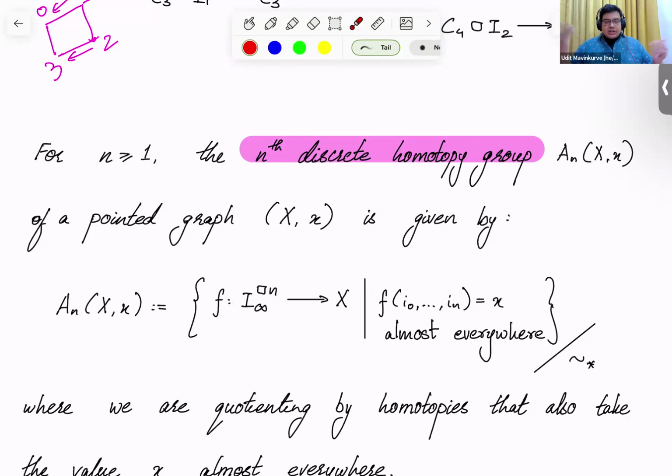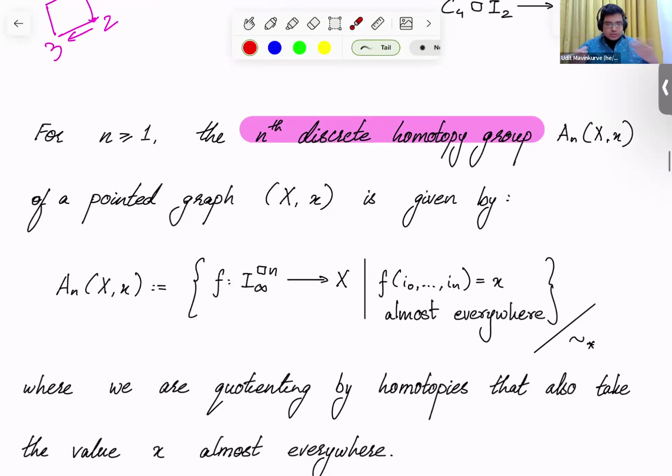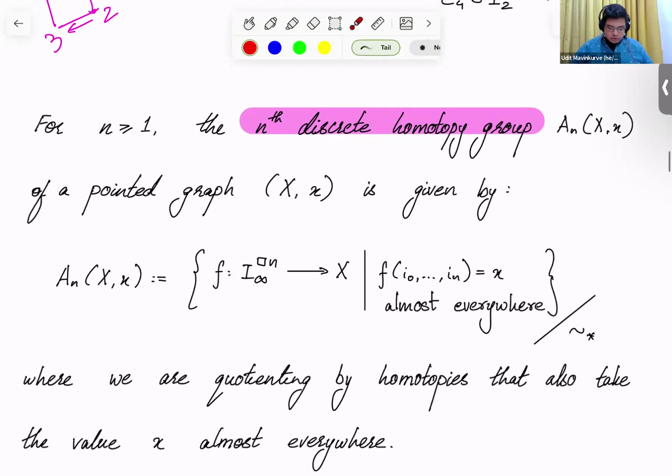And then we're going to take this set and quotient it by a relation, which is a homotopy relation. So we talked about homotopies between maps. So we're going to look at homotopies between maps, but with the added condition that the homotopies also take the value x almost everywhere. So that's basically a notion of a pointed homotopy. So it stays fixed at the base point, and everything that's interesting is happening in a finite region, even in the homotopy. So that's how you define the nth homotopy group.